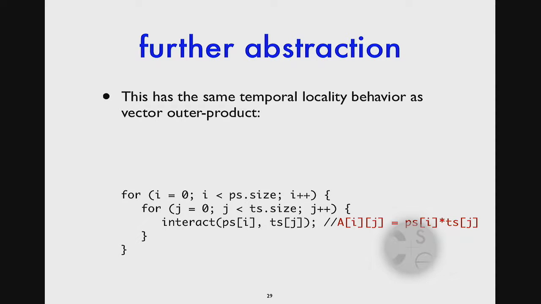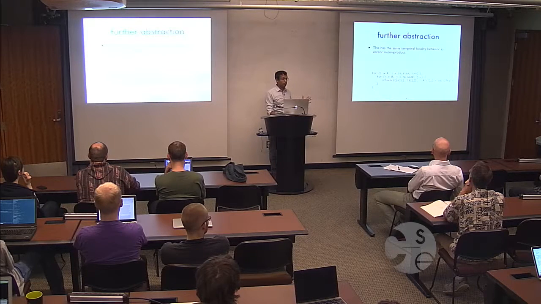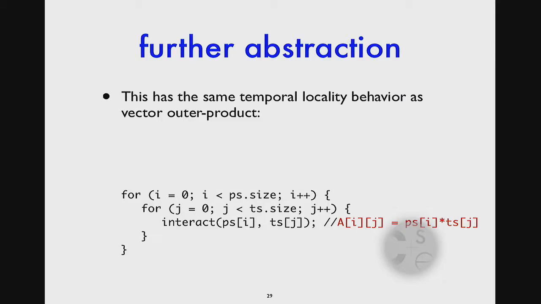Just to show how that works, I just iterate over PS and TS, and I interact between the 2 entries in those vectors. If I think of those as arrays, in terms of what parts of PS and TS I'm accessing, that's like saying A of ij is equal to PS of i times TS of j, which is just computing outer product. And now I can think about what the locality behavior of outer product is. Well, it turns out that the locality behavior of outer product is exactly the same as for this tree code. I only get cold misses on the points.